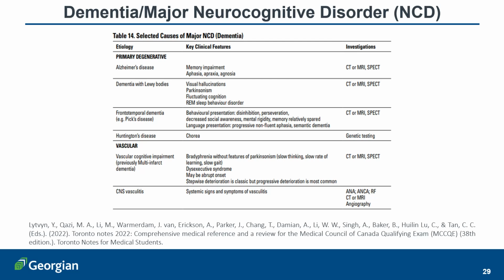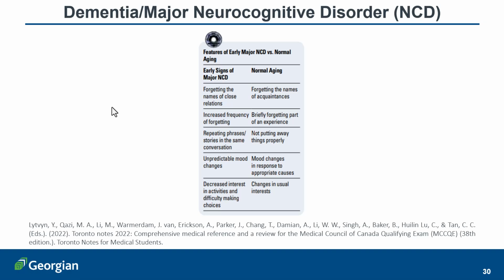Other causes of major NCD include dementia with Lewy bodies, frontotemporal dementia, and Huntington's disease, but we're only going to focus upon Alzheimer's disease. There are also vascular causes of major neurocognitive disorders, including multi-infarct dementia that is caused by multiple strokes, for example. Before we go on to discuss Alzheimer's disease in more detail, let's just focus upon this particular table, whereby you see the differences between the early signs of major neurocognitive disorder, Alzheimer's disease, versus normal aging.